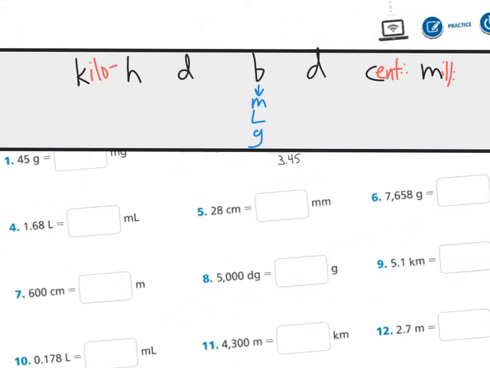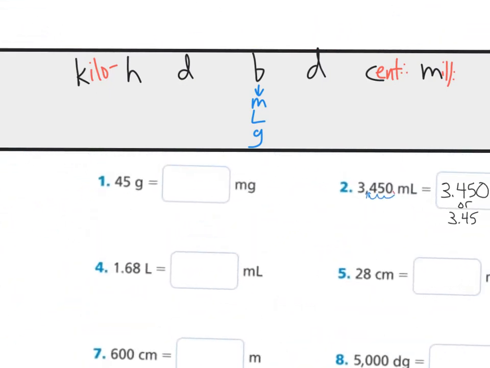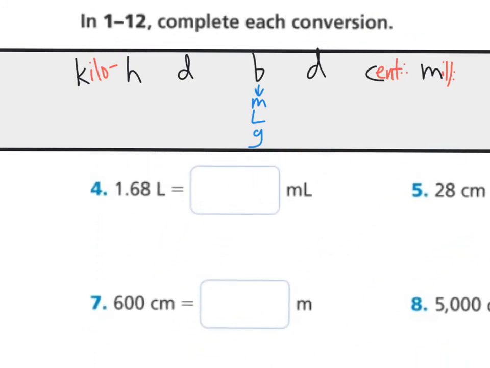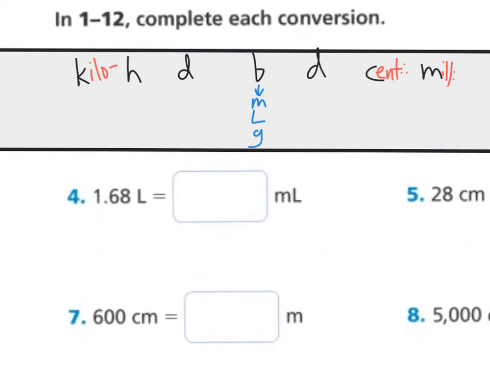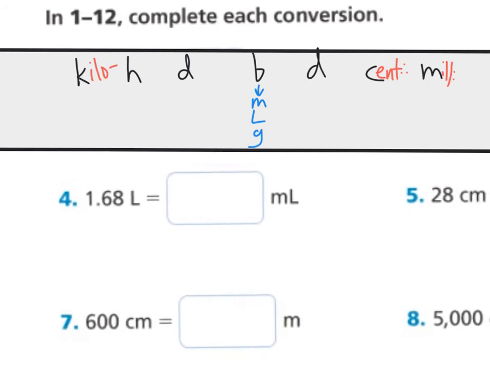So moving on, number 4, we have 1.68 liters. We're trying to get to milliliters. So this would be going from liters to milliliters, going 3 spots to the right. So we move our decimal 3 spots to the right. We would have to add a 0. That would be 1,680 milliliters.